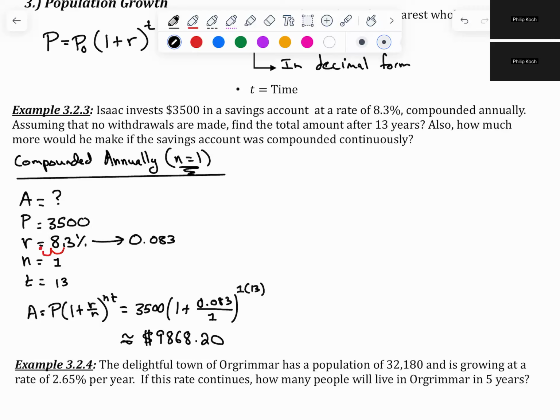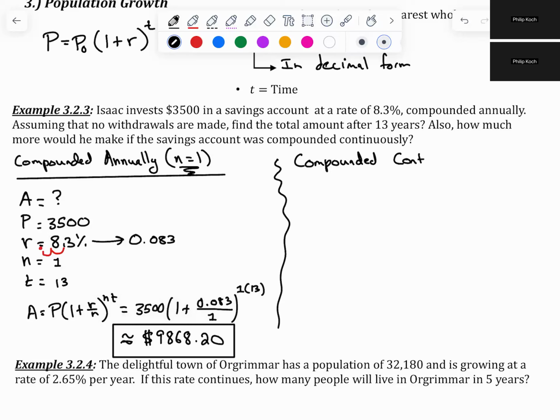Okay, so make sure this makes sense. That is the first answer. And that's the first part. And then it also asked us to do it compounded continuously. And I'm going to abbreviate continuously to CONT because that takes way too long to write. And that's the A equals PERT formula. So there's no n, but all the other variables are the same.